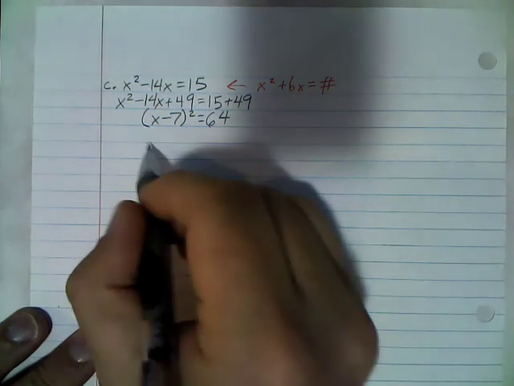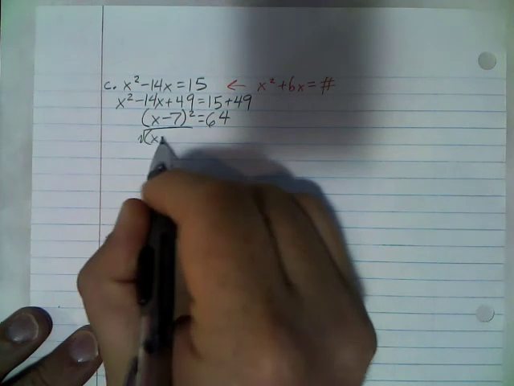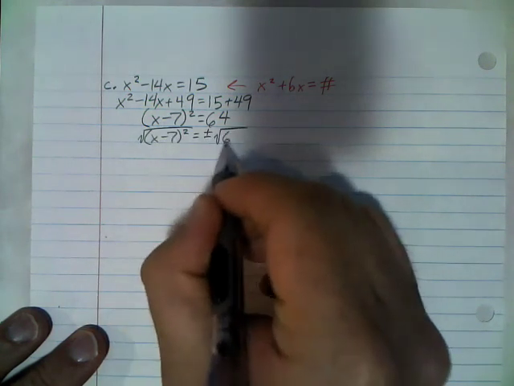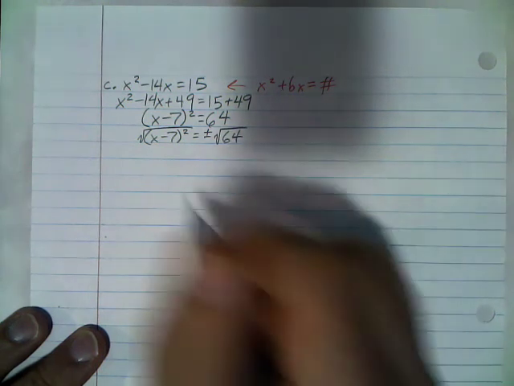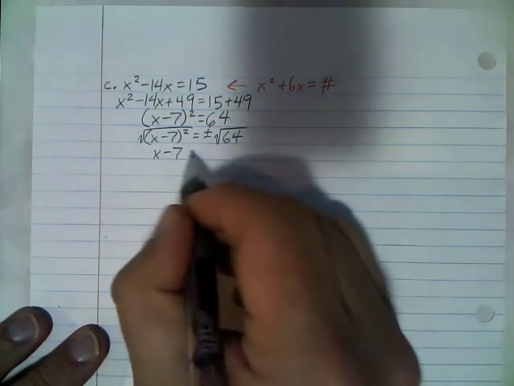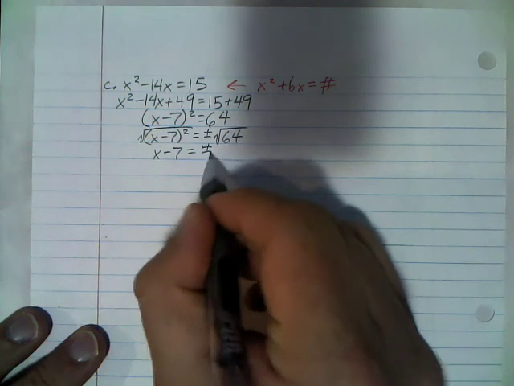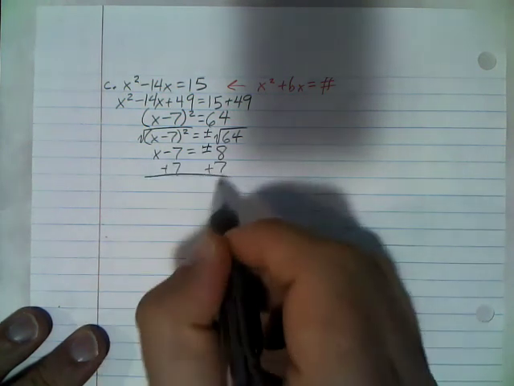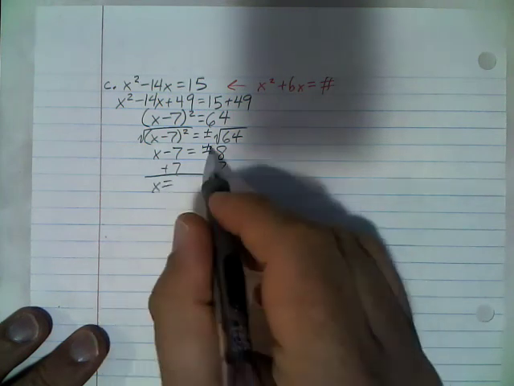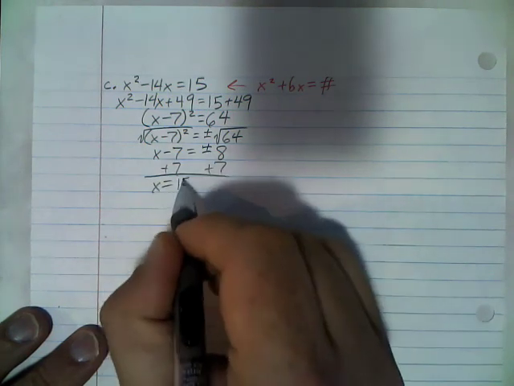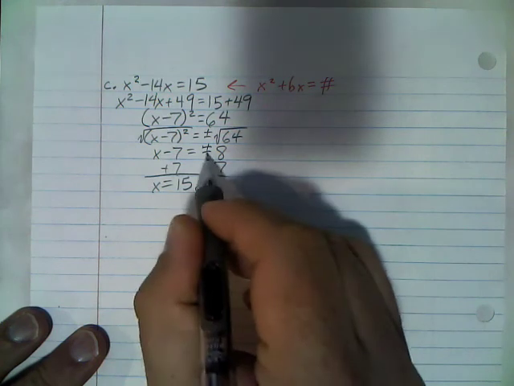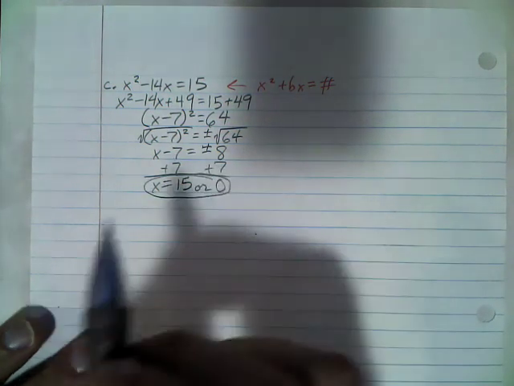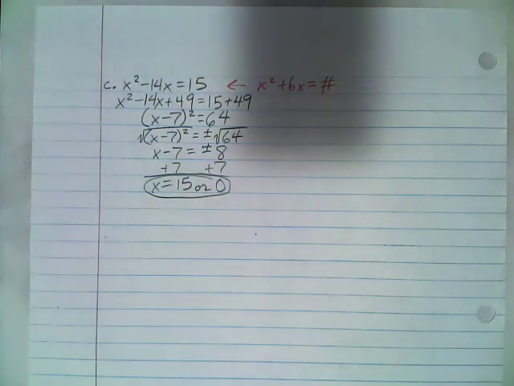Now to cancel out the square, I'm going to take the square root of both sides. Remember, it's a true square root, so we're going to have a plus or minus. And so that'll make just x minus 7 equals plus or minus 8. Add 7 to both sides. So x equals, well, if it's a positive 8, 8 plus 7 will be 15. Or if it's a negative 8, negative 8 plus 7 will be negative 1. So 15 or negative 1.